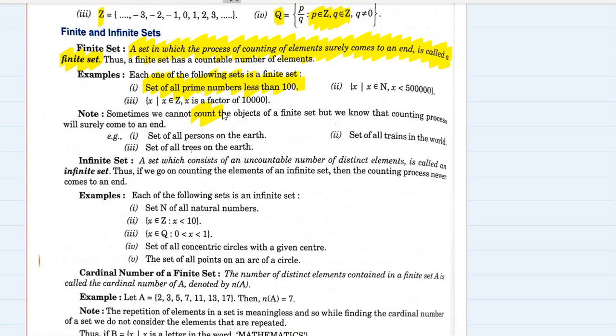Sometimes we cannot count the objects of a finite set, but we know that the counting process surely comes to an end. For example, the set of all persons on the earth. We cannot count them physically, but we know that there are only finitely many people on the earth. The set of all the trains in the world, the set of all the trees on the earth: all finite sets.